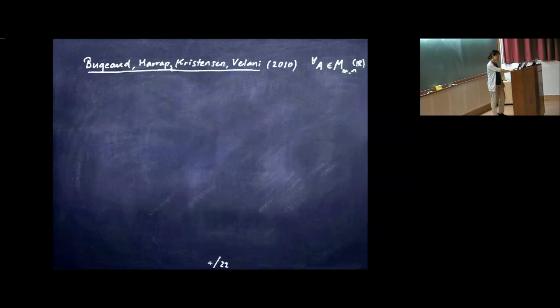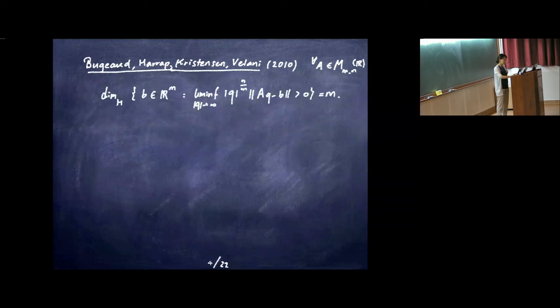And then in 2010, Bugeaud, Harrap, Kristensen, and Velani showed that for every A, we want to gather all the target vectors B such that the lim inf is bigger than 0. We know that this set has Lebesgue measure 0, but we want to know whether the Hausdorff dimension is full or not, and they showed that the Hausdorff dimension is full, that is, m.